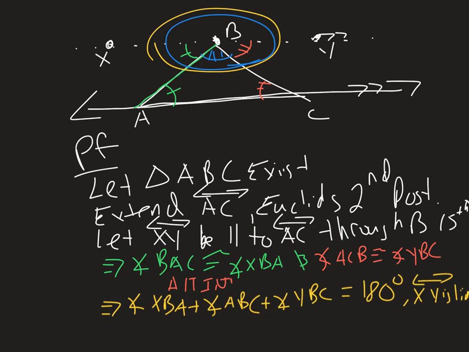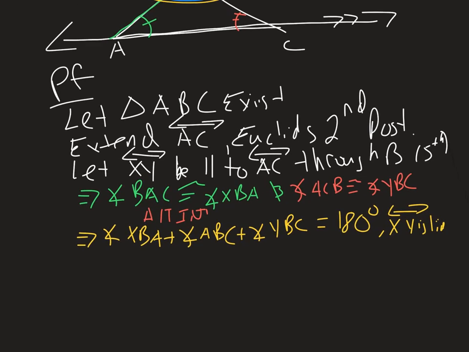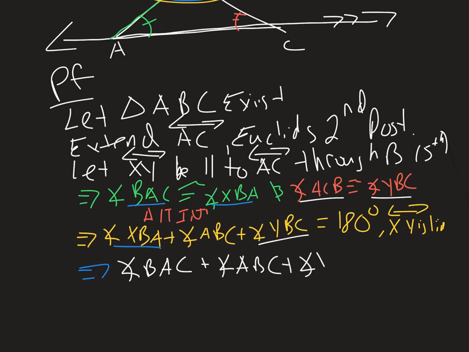And then at that point we can substitute. So we can scoot this up just a bit. We can substitute and say that since these angles are interchangeable, we can interchange BAC with XBA. And we can interchange ACB and YBC. So I can then say angle BAC plus angle ABC plus angle ACB has to equal 180 degrees just by substitution.